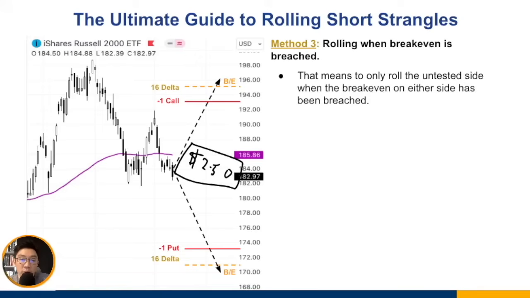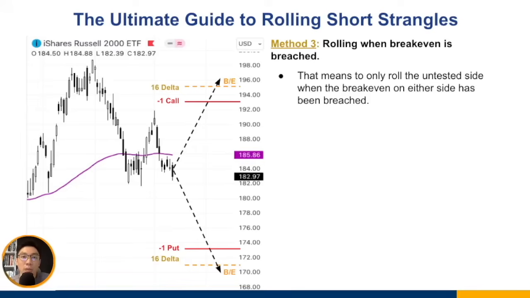So if it's at 173, then you subtract $2.50. So this is where your break even point is. This means that you only roll the untested side when the break even on either side has been breached. So this is an even more conservative approach compared to method 2. This way, you're actually much more passive in terms of your rolling.